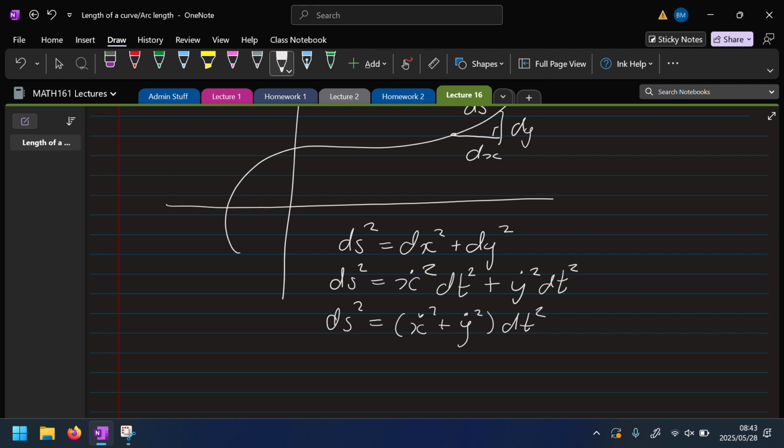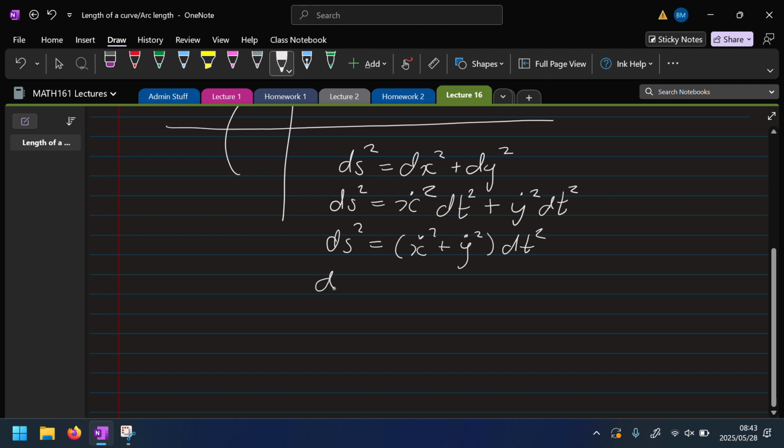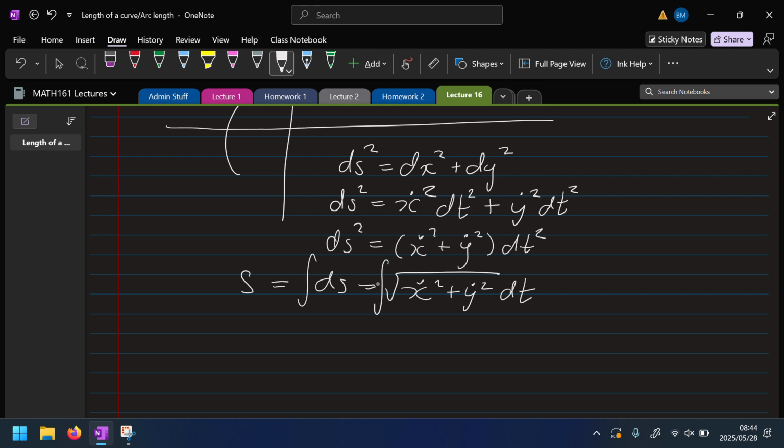Now we've got squares on both sides. We want to get rid of that, so we take the root of the left-hand side and the right-hand side. So we just get ds now, and that's going to be the root of x dot squared plus y dot squared, dt. Now ds, that's the little bit of length. We want the total length, so we integrate both sides. So s, the total length, is the integral of ds, and we integrate the other side too. So that's the integral of that.